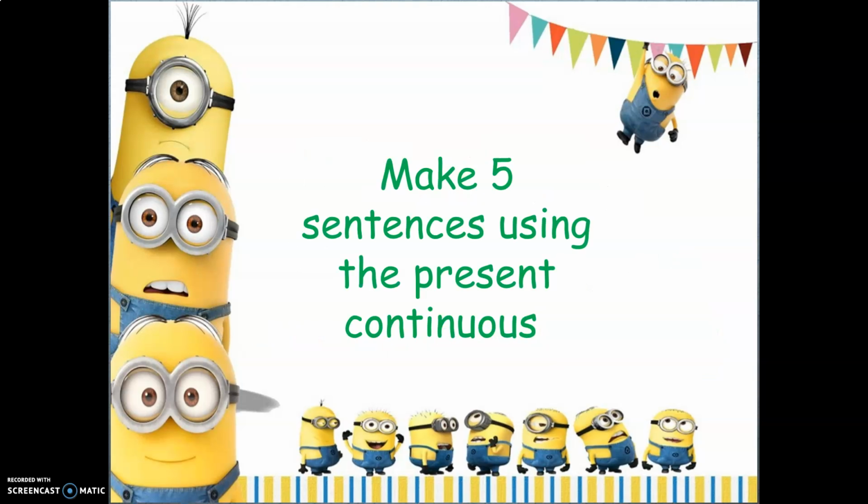Okay, girls? Now, make 5 sentences using the present continuous. Number 1, she is swimming. Number 2, I am playing football. 3, we are jumping on the rope. 4, I am studying English now. 5, she is playing basketball.